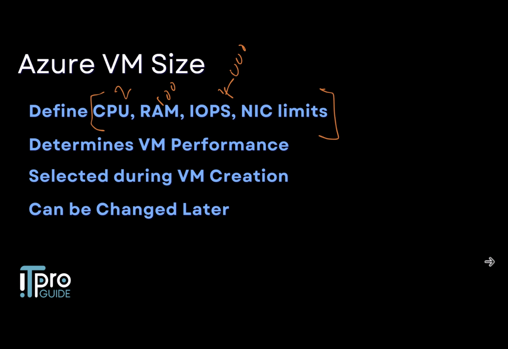If your application needs high CPU and higher RAM, but IOPS is not important for you, then you can choose the size accordingly. This is selected during the virtual machine creation, like you saw in the previous video, and this can be changed later easily.